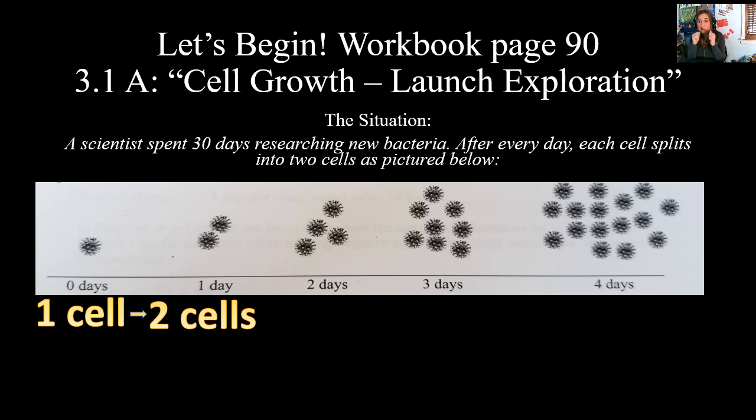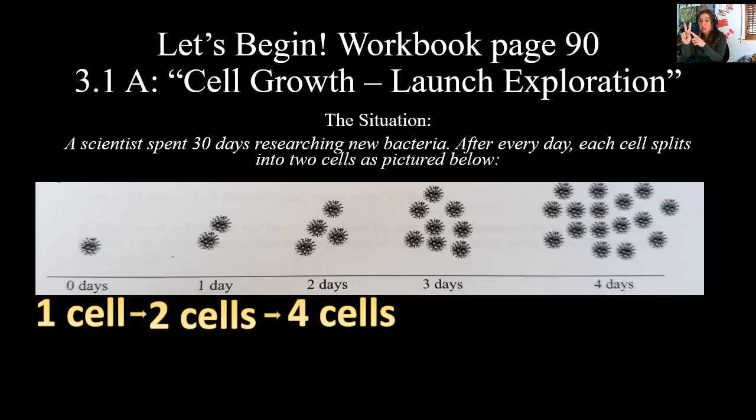That first cell, it split into 2 pieces. Okay, so now let's see what happens after 2 days have gone by. I had 2 cells, and now each of those cells is going to split into 2 pieces. So the first cell is going to split into 2 pieces, and the second cell is going to split into 2 pieces, which leaves me with 4 cells, right?